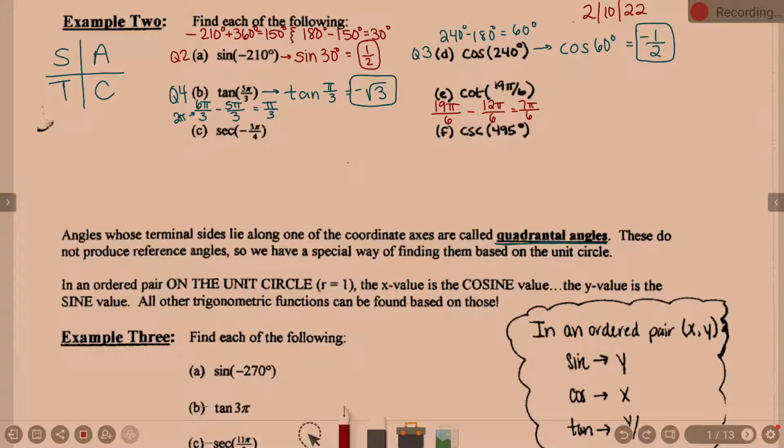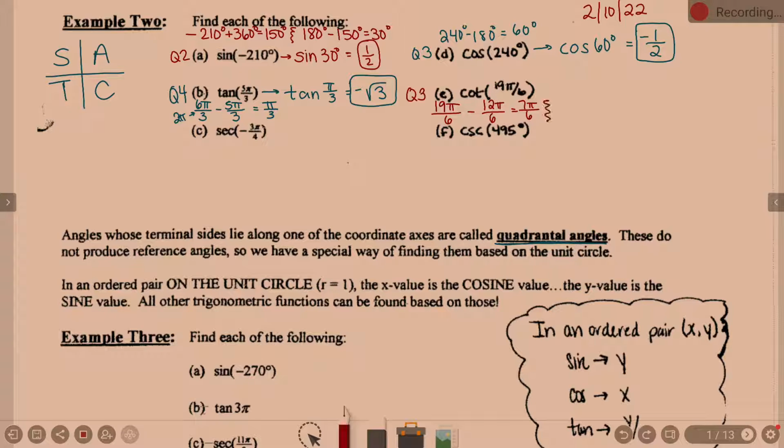So I know it's going to land in quadrant 3. Now, is 7 pi over 6 one of our reference angles on our chart? No, 7 pi over 6 isn't. But I want to know, how far is 7 pi over 6 from the x-axis? So what do I do to figure out how far it is from the x-axis? You subtract pi.